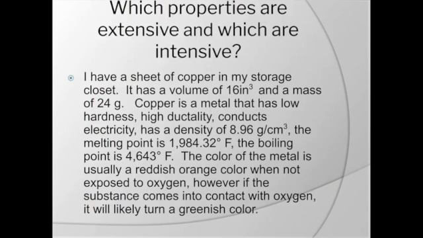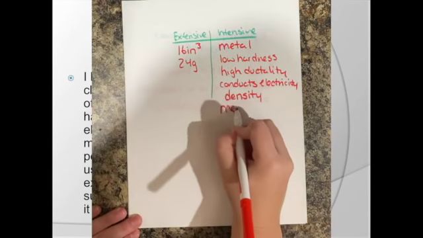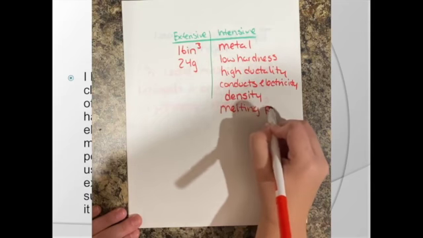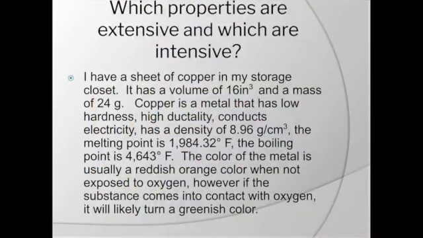Okay, the melting point is 1,984.32 degrees Fahrenheit. Now melting point, an ice cube. Whether you have an ice cube as big as your house or the little ice cube that's in your freezer, once it gets above that melting point, ice is going to melt no matter how much you have. So since that does not depend on the amount, that will be intensive. So melting point is intensive.